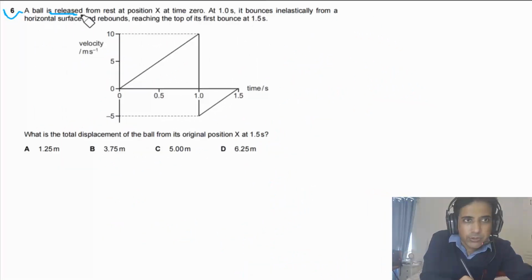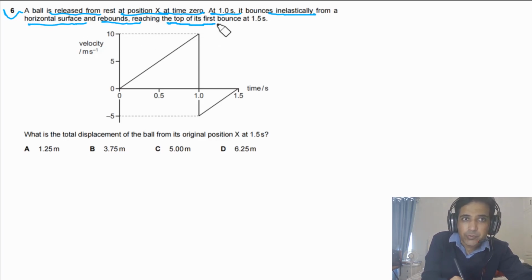Question 6 says a ball is released from rest at position X at time 0. At 1.0 seconds, it bounces inelastically from a horizontal surface and rebounds, reaching the top of its first bounce at 1.5 seconds.